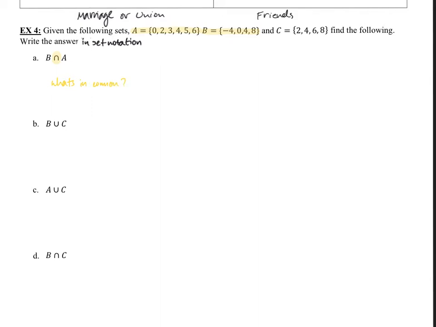Okay, looking at their numbers, we have a 0 in A and a 0 in B. Awesome, so they share that in common. Now A has a 2, but B does not. So we're not going to take that. A has a 3, but B does not. A has a 4. And B has a 4.